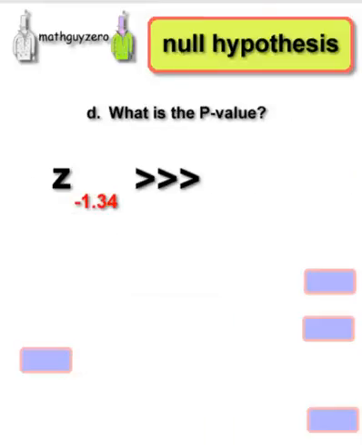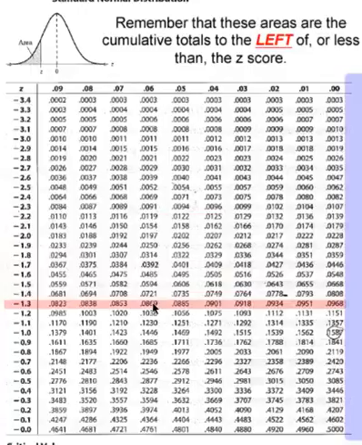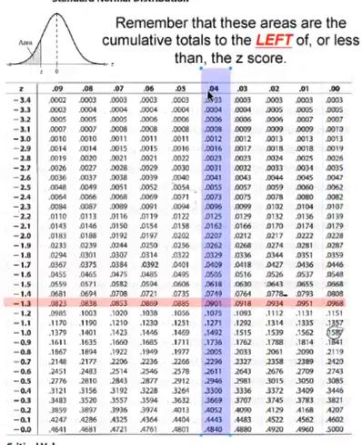Let's look that up in our z-table. Negative 1.3. There's that row. And then the 0.04 column right there. So it looks like 0.0901.